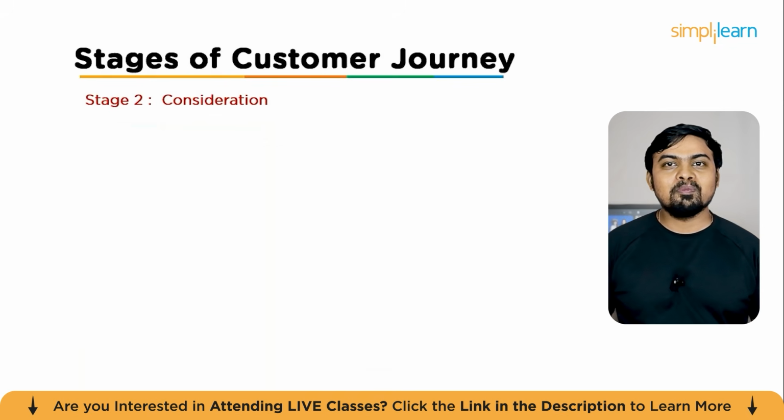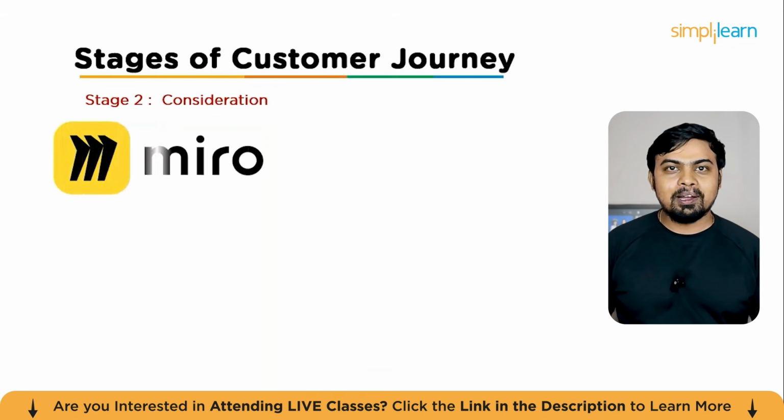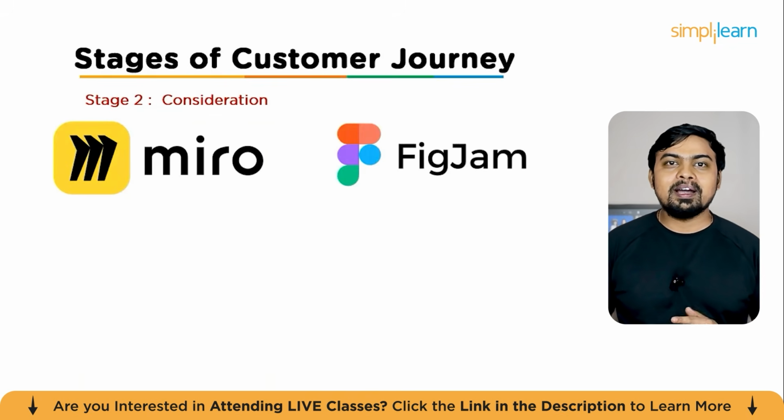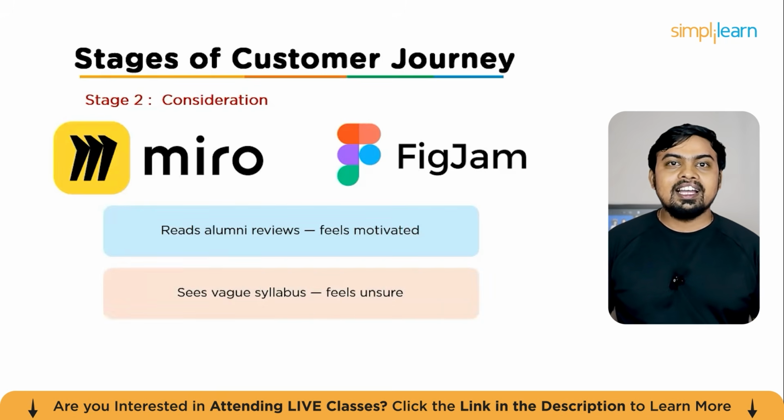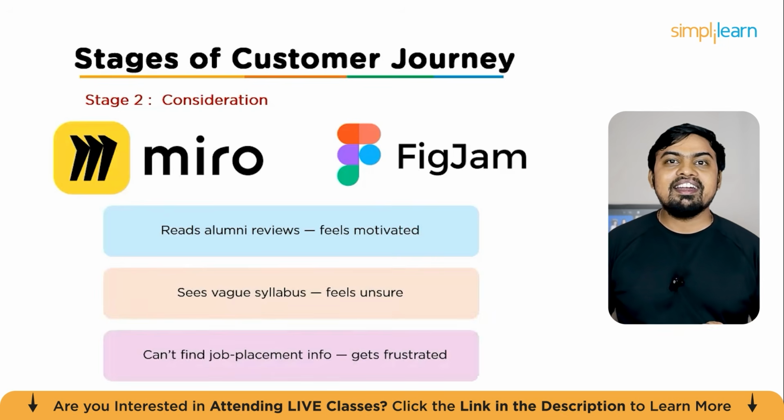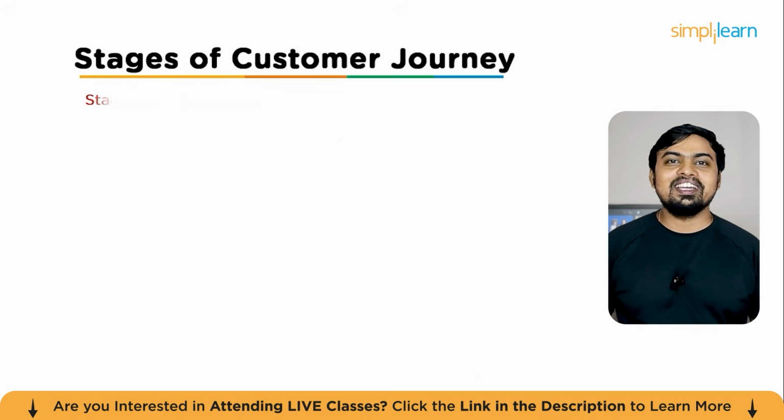Now, free tool. Open Miro or FigJam and use a free journey map template. Add quick sticky notes like: reads alumni reviews, feels motivated; sees vague syllabuses, feels unsure; can't find job placement info, gets frustrated. Color code emotions to spot where trust is building versus where friction appears. After this, Rohan moves to the next phase, which is decision making.